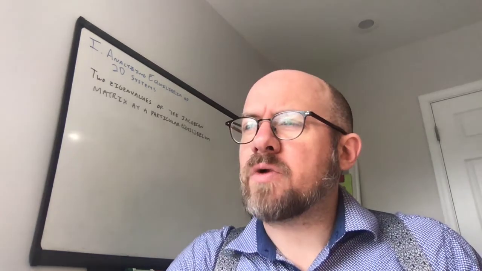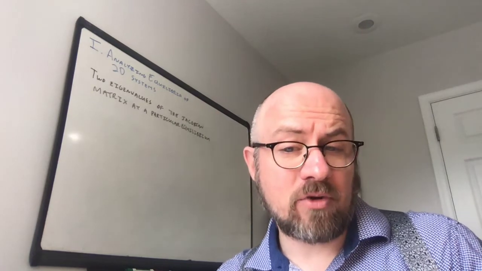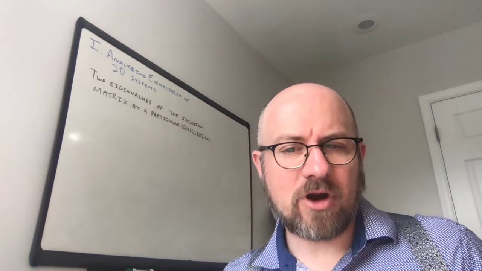So now that we've found the Jacobian matrix, we're going to use it to analyze the behavior of these systems of differential equations in two variables. Okay? So we're going to take our Jacobian matrix and plug in our equilibrium points. So at a particular equilibrium, we're going to plug those in.